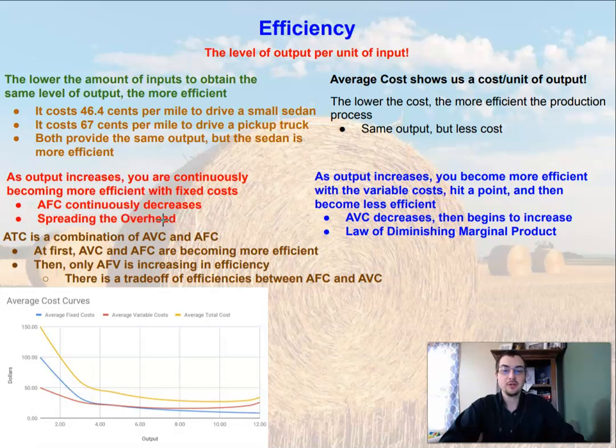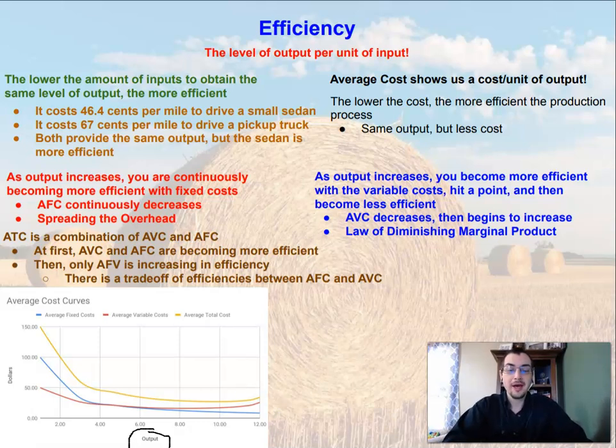So basically what you're doing is you're taking that common cost of, say, $100, and you're splitting it up over more units of output to where the cost per output of fixed cost continuously decreases. So what's happening? Your fixed costs are continuously increasing in efficiency as we spread that overhead out, as we increase our output. Because your fixed costs don't increase, we're actually spreading that overhead out.